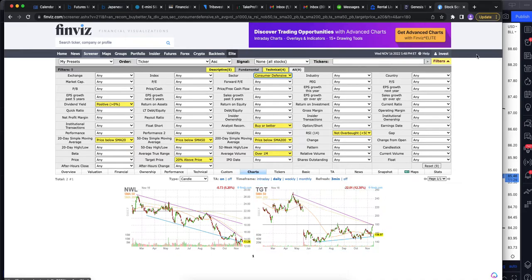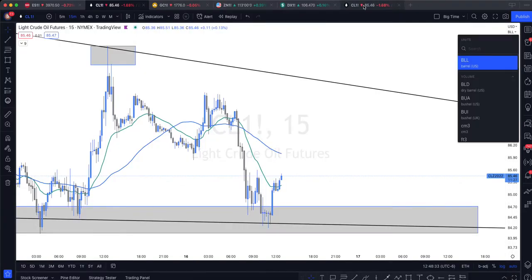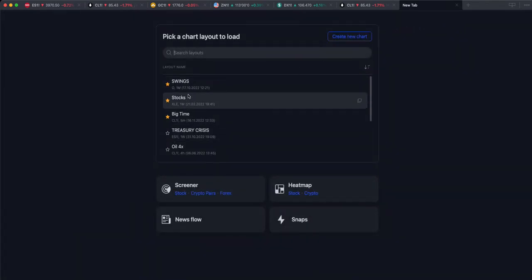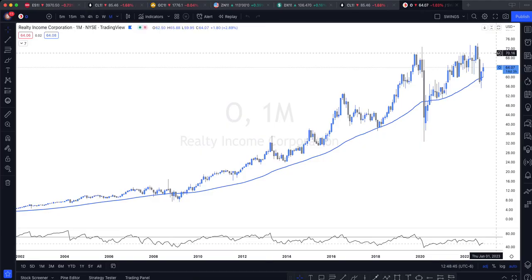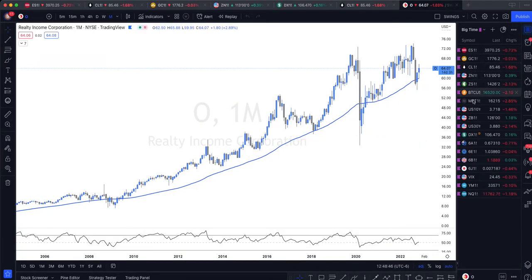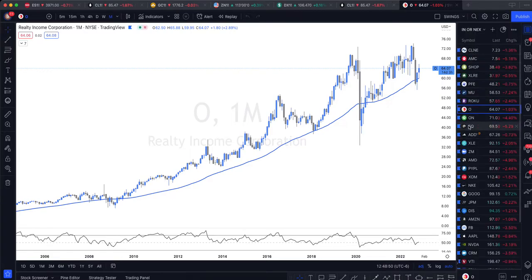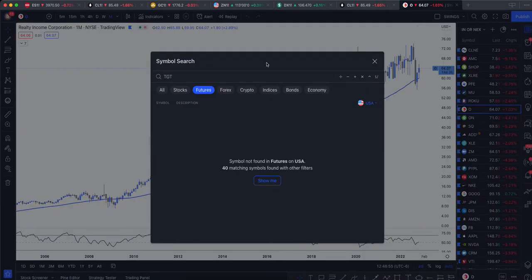All right. So if you look at Target on the chart, let's see. All right. Let's look at, I should have Target on my actual watch list. Nah, it's not on there. So TGT.